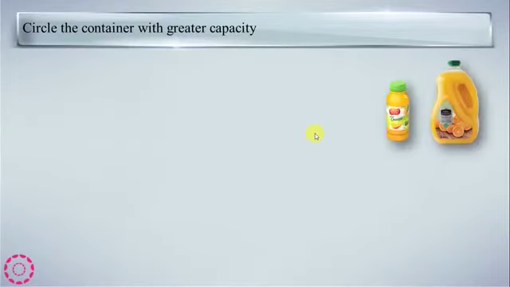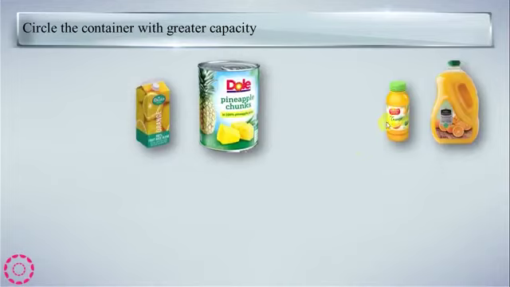Circle the container with the greater capacity. Which one is greater capacity? That one. Why? Because the size is bigger and that one the size is smaller. If the size is greater, it gets more liquid, because it is much wider than the other.